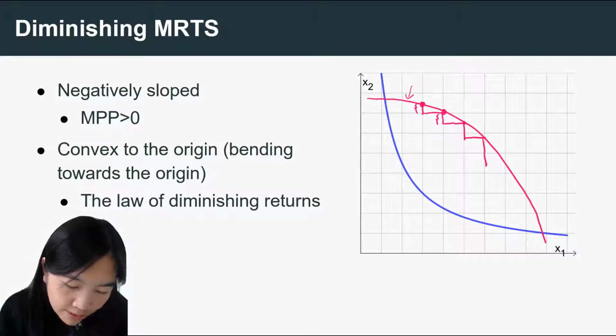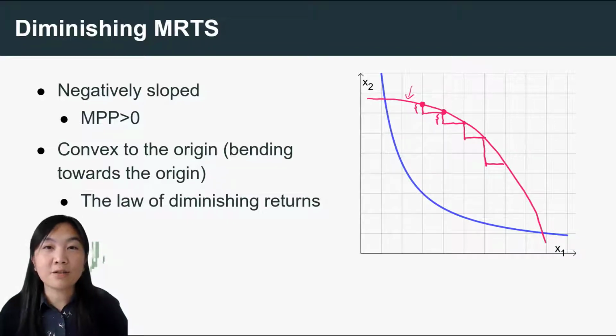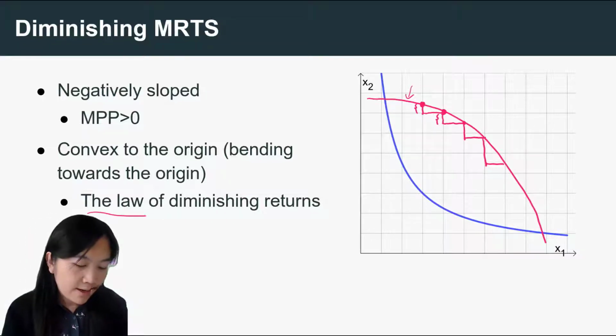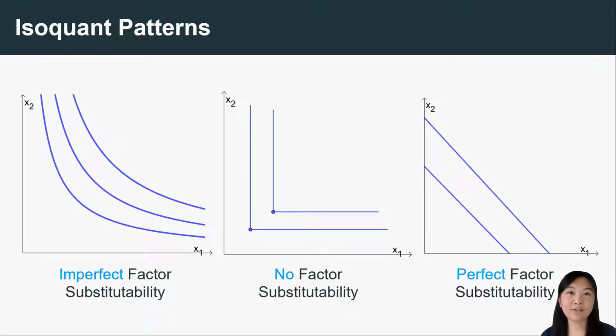So instead of having a diminishing marginal rate of technical substitution, we're having an increasing rate of technical substitution. The more X1 you use, the more X2 can be substituted, and that is violating the law of diminishing returns. I have shown you that the patterns of isoquants can tell you whether you're having constant, decreasing or increasing returns to scale. And we can also tell more from the patterns of the isoquant curves.